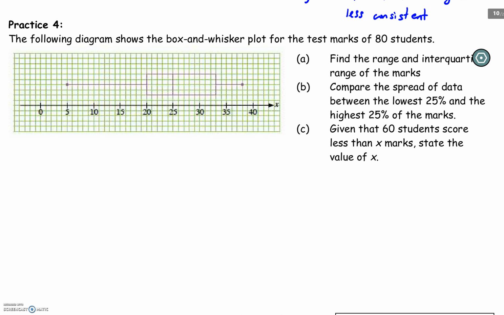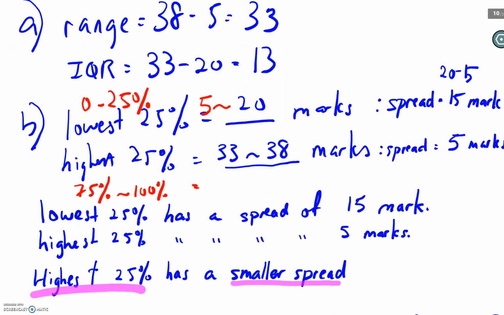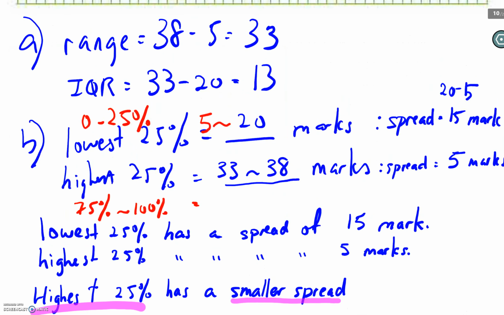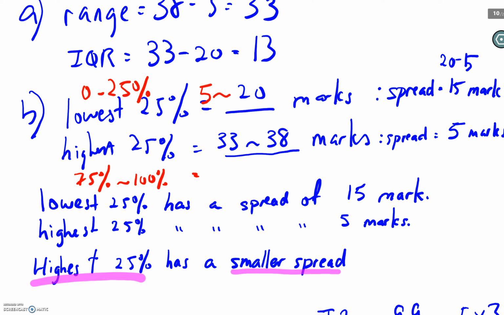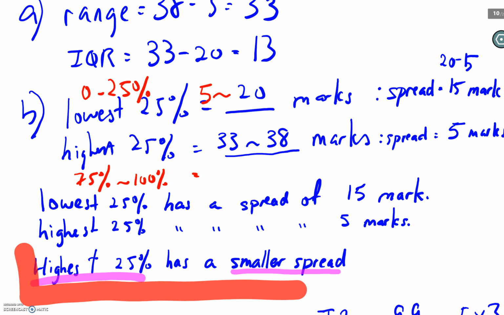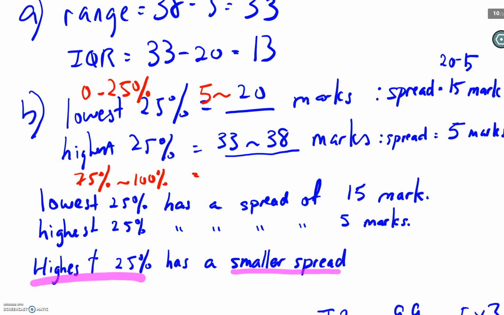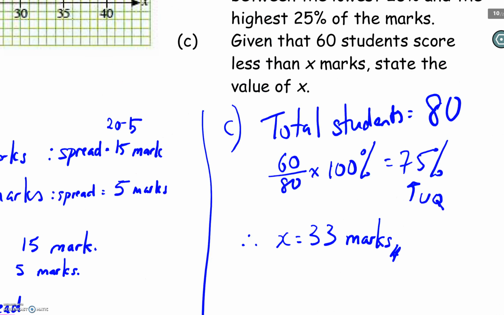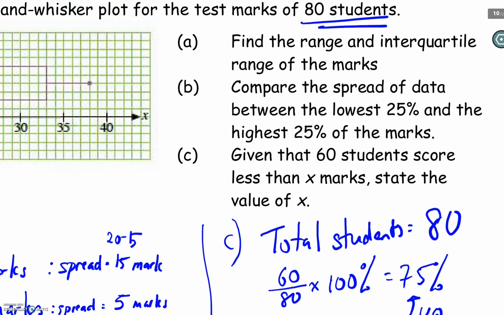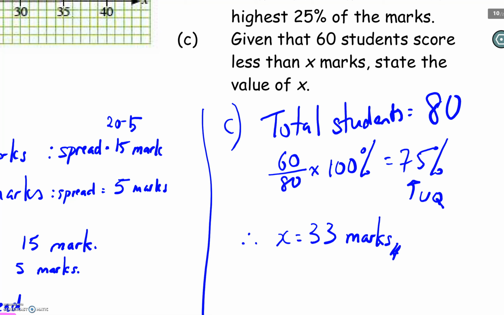Okay? Now, let's quickly write down the answer. So, check the answer for A and B. Just remember that B, we are looking for which one got the higher spread. So, you got to calculate both spread and then tell us that the highest 25% got a smaller. To answer C, you need to check the total number of students. In this case, it's 80 students. So you calculate, you realize that 80 students is at the upper quartile, therefore 33 marks.